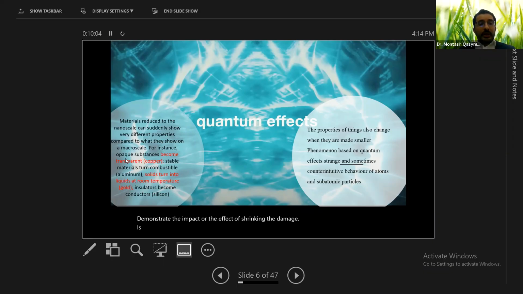For example, opaque substances become transparent. Copper, for example, at the nanoscale becomes transparent. Stable materials turn unstable, which opens the possibility of engineering the evolution of that material. For example, solid materials turn into liquid, like gold, even at room temperature.